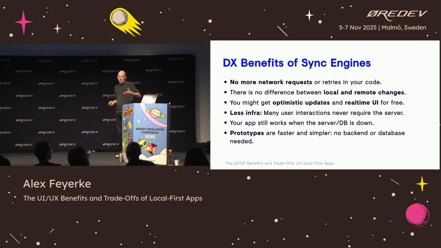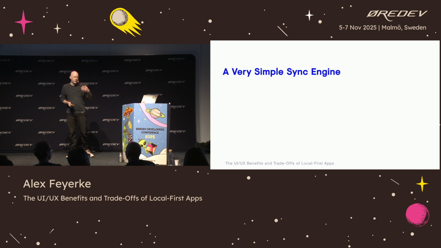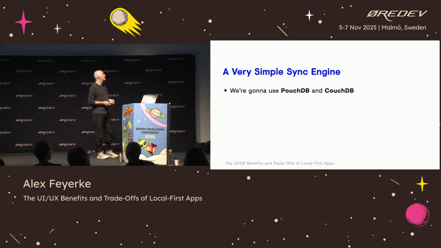Now, in case you've never seen what this looks like from a developer side, let me briefly show you how we do this at our company, and that will illustrate all of these benefits nicely, I think. So I'm going to show you a very simple sync engine. It's going to use PouchDB and CouchDB because that's what I know. These are companion databases, so Couch runs on a server, PouchDB runs in the browser, and they can talk to each other and sync data, which sounds useful for what we're doing, right?